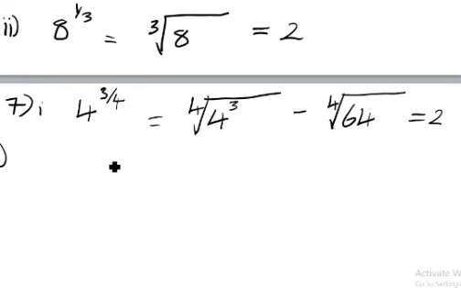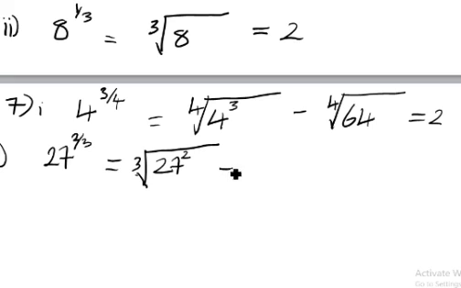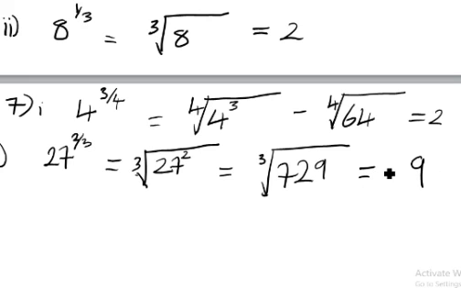Number 7ii. Let's take another example, I have 27 raised to the power 2 over 3, and this is going to give you the cube root of 27 squared. This will give me the cube root of 729, which will give you 9.